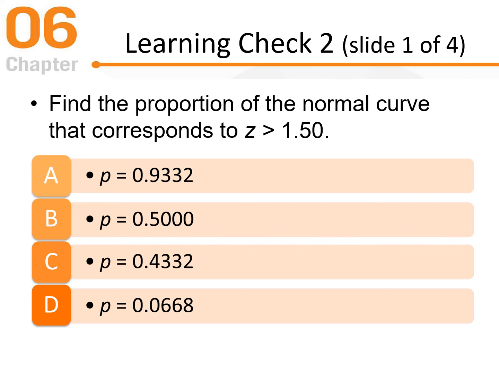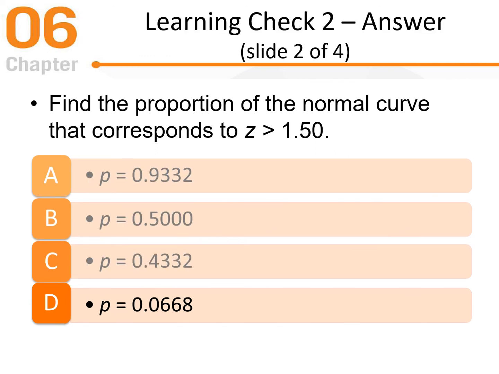So if you look at A and B, those are more than half the curve in A. B is exactly half the curve. Obviously, that's impossible. C is almost half the curve. Obviously, that's not going to work. So you're already left with one option, which is D, which is about 6% of the curve, or a probability of 0.0668. And the answer, of course, is D, because everything to the right of 1.5, there's not much left of the curve, so that's greater than 1.5.